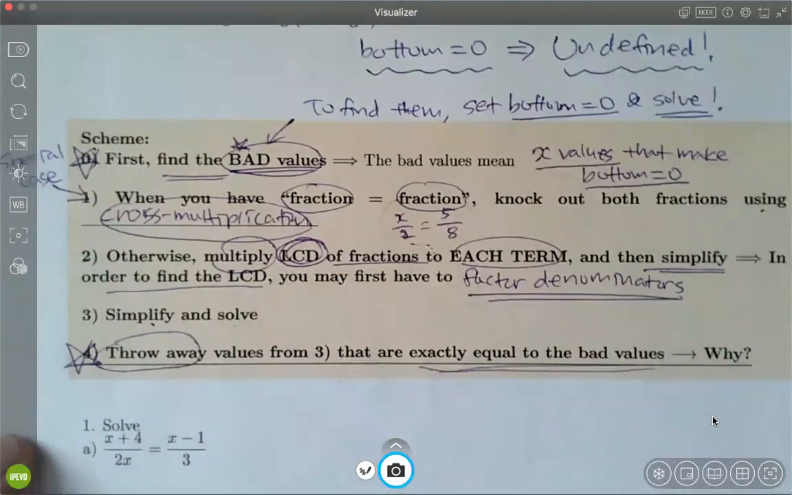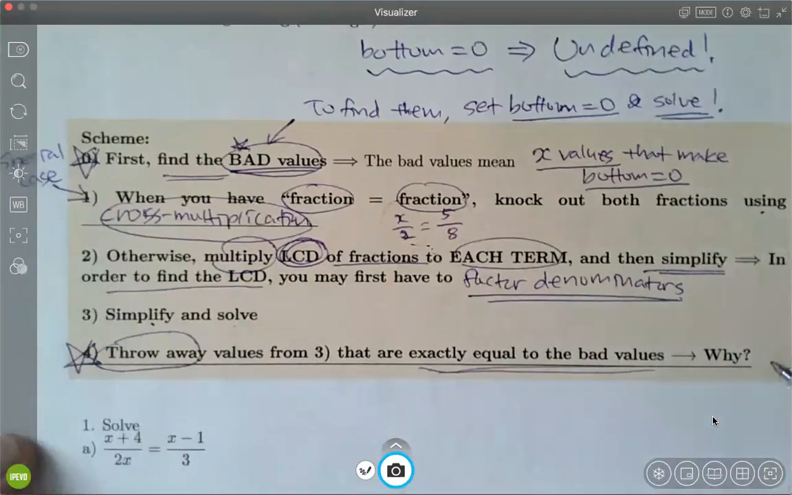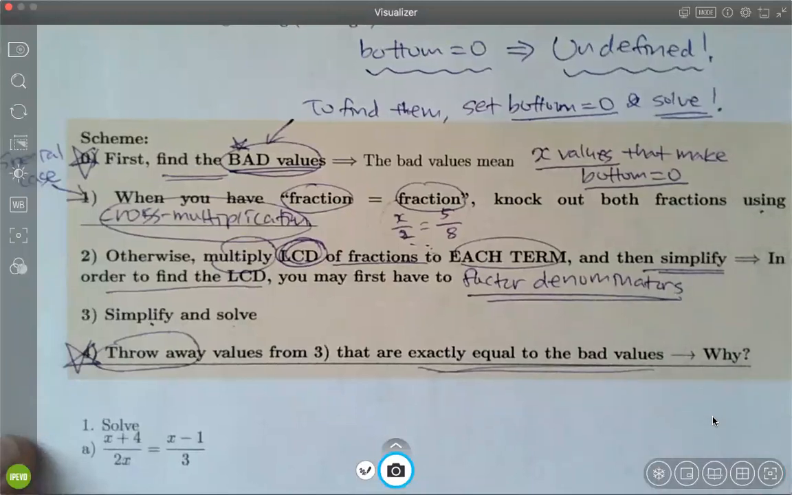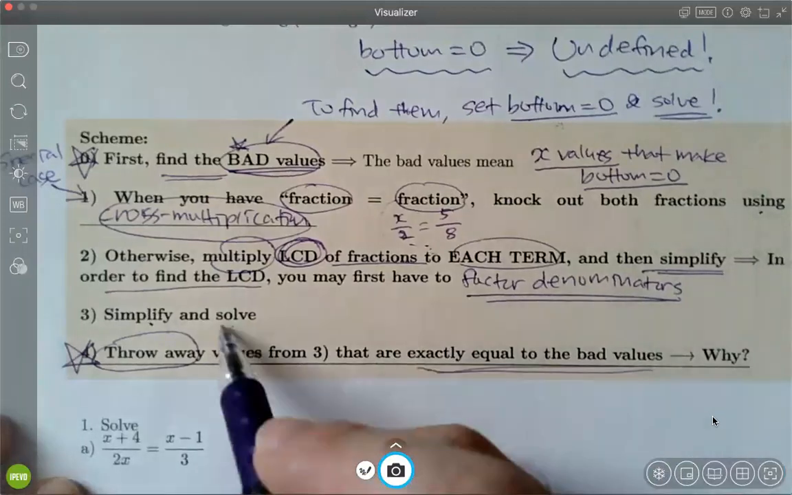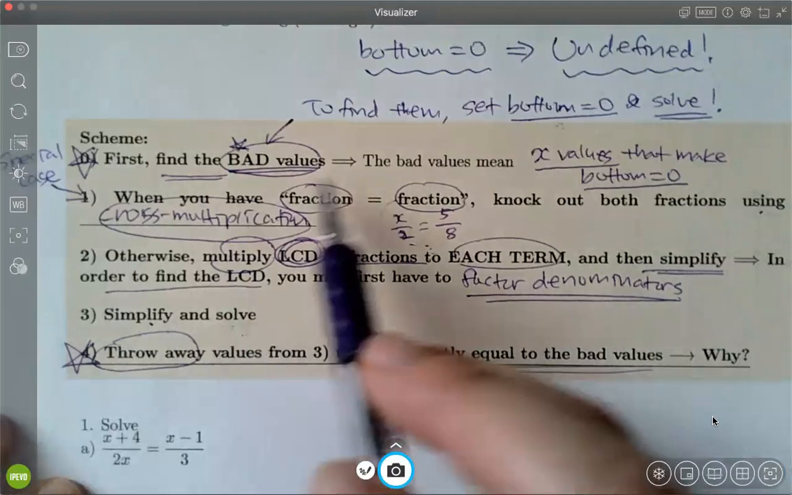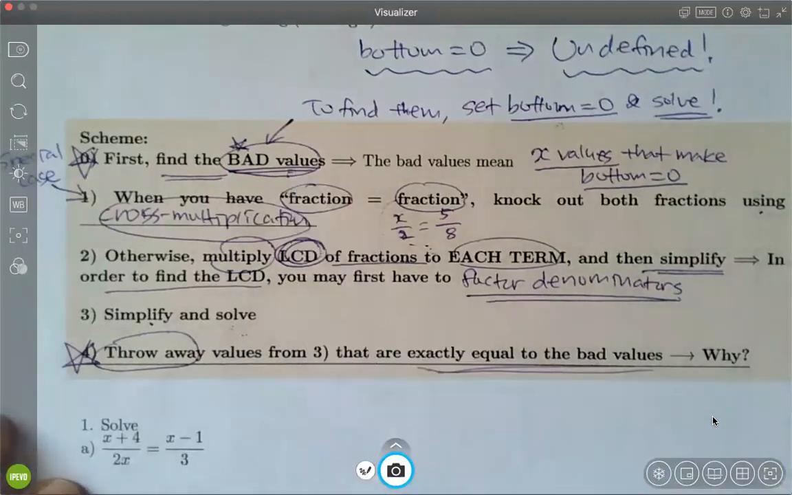Why? What's the reason? They're bad, right? And why are they bad? Zero denominator. So you always have to compare once you solve with the bad values that you got. The reason is simple. They're bad. They will lead to undefined fractions, and that's not good. That's not what we want.